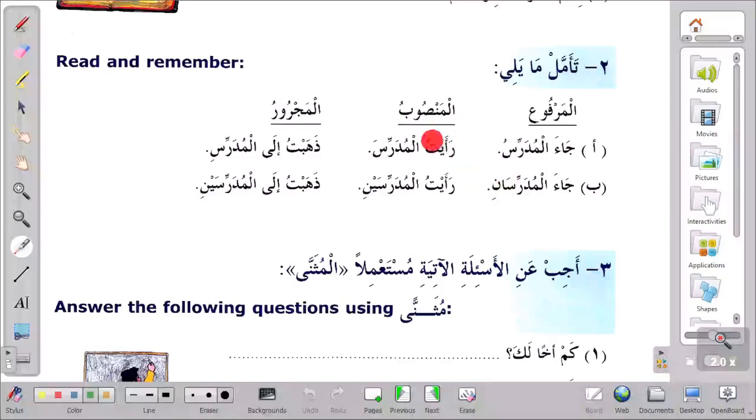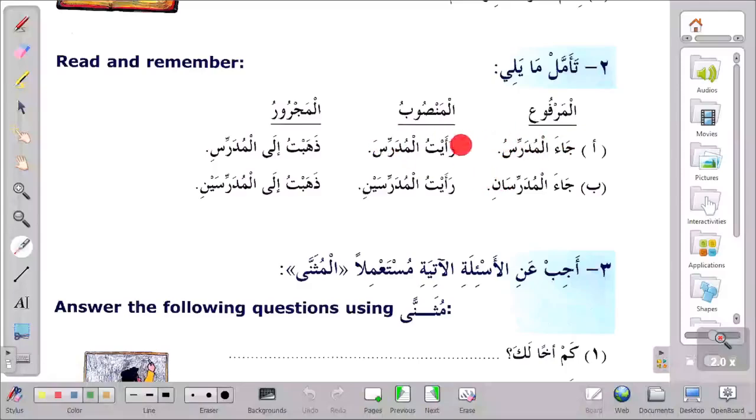So here, observe something. Ra'aytul mudarrisa. That's mansub, right? But when there are two, Ra'aytul mudarrisaini. I hope that is clear. So that is the sign that here is mansub.